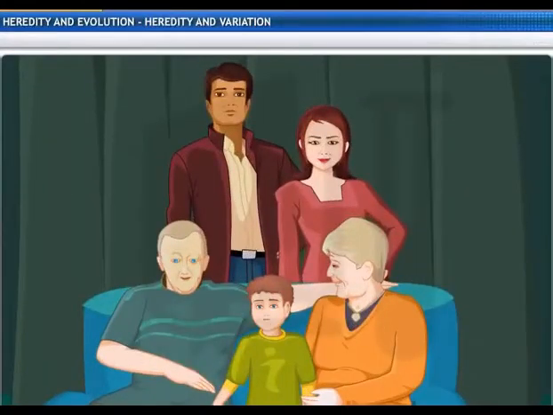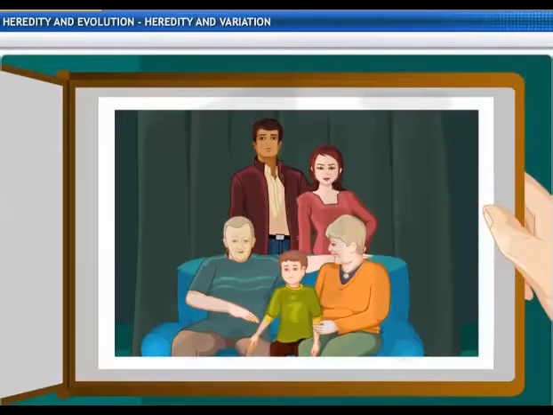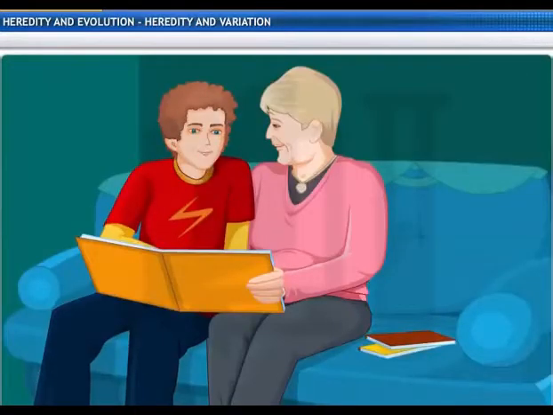Grandpa's blue eyes and my dimples. And you get your height from your father and your mother's fair complexion. I wonder why I get these features from different family members.